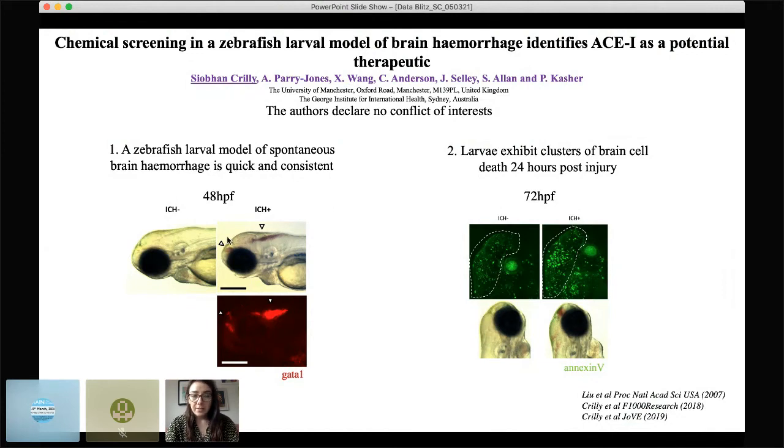So at the University of Manchester, we use a zebrafish larval model, and this is caused by a genetic mutation, and it triggers intracerebral hemorrhage at 48 hours post-fertilization. And we can visualize this non-invasively through light microscopy and through fluorescence in our transgenic lines.